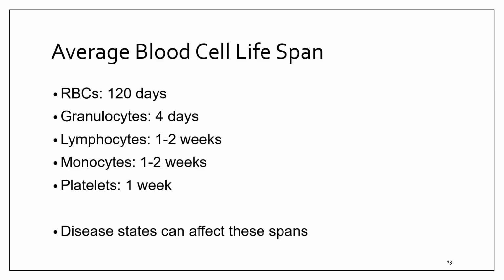Disease states can shorten lifespan, so hemolysis, immune destruction. They can increase destruction through splenic sequestration. They can force early release of immature cells. So bottom line for histotech students is this. If you know how long a cell is supposed to live, you'll better understand why the smear looks the way it does when something goes wrong.